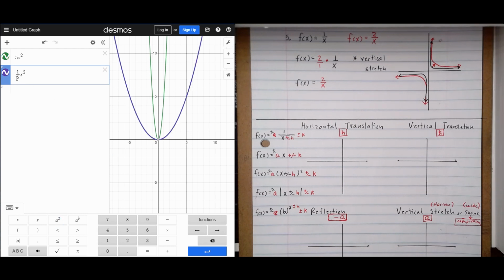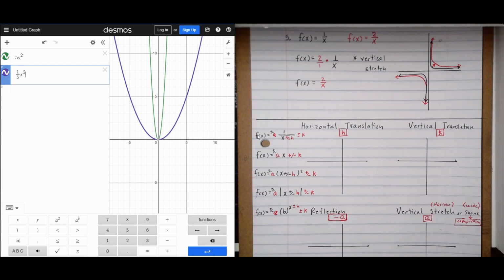So when we did a number that's less than 1 but greater than 0 for our a value, which is down here, we create a vertical shrink or a compression. On the other hand, when we have a value that's greater than 1, we create a vertical stretch, which means that it becomes more narrow. It draws in towards the y-axis. So that was with a quadratic. So far we've done a linear, we've done a quadratic.